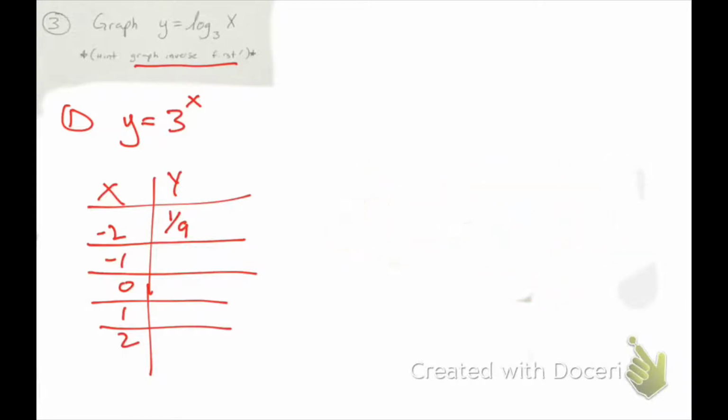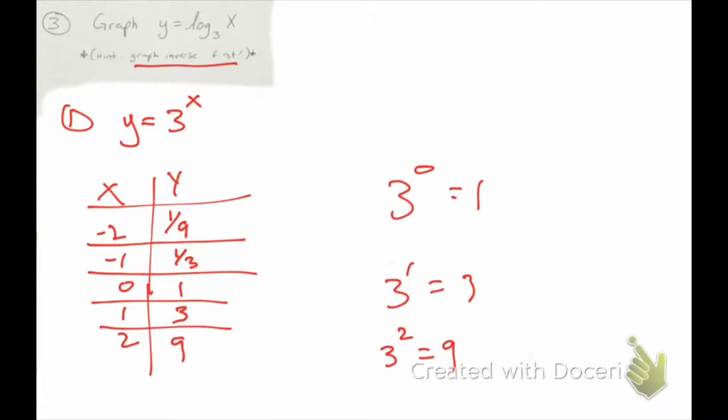Now the second one, 3 to the -1, well that's just equal to 1/3. 3 to the 0, that's equal to 1. 3 to the power of 1 is just 3. And then 3 squared is equal to 9. So those are the xy coordinates for the inverse here.